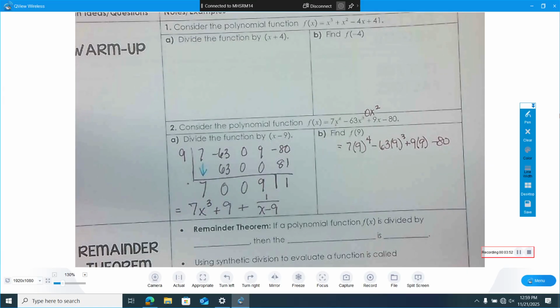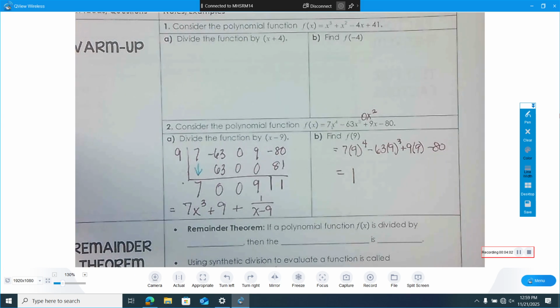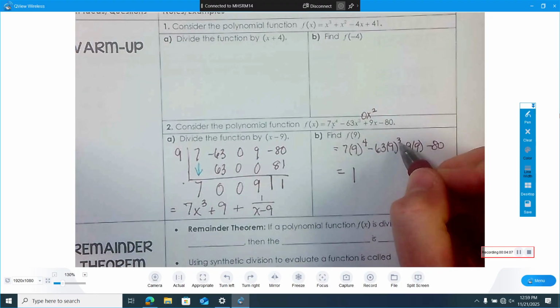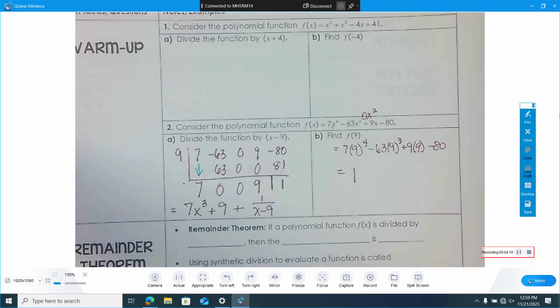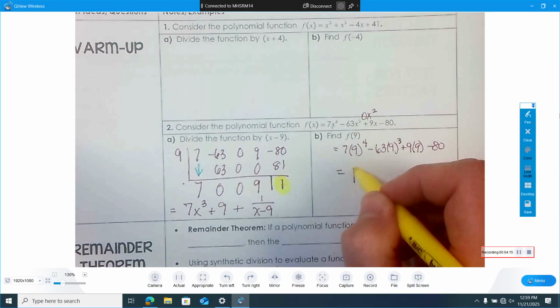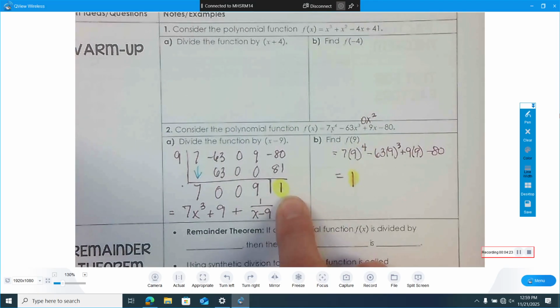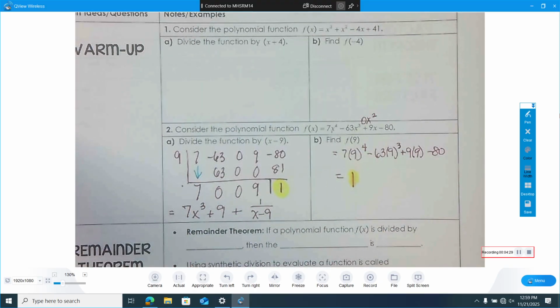What'd you get? Ooh, there's a mistake somewhere. 1. Hey! You got 1 as well. Uh-huh. All right. So, well, that's interesting. What do you notice? It's the remainder. Whatever you plug in, when you evaluate a function, it also corresponds to the remainder when you use division. It's kind of interesting, yeah?